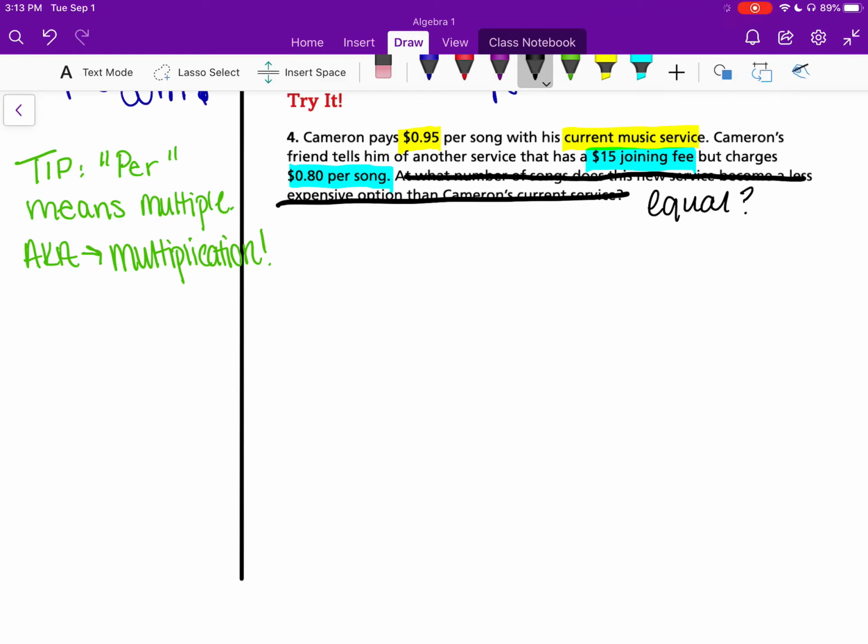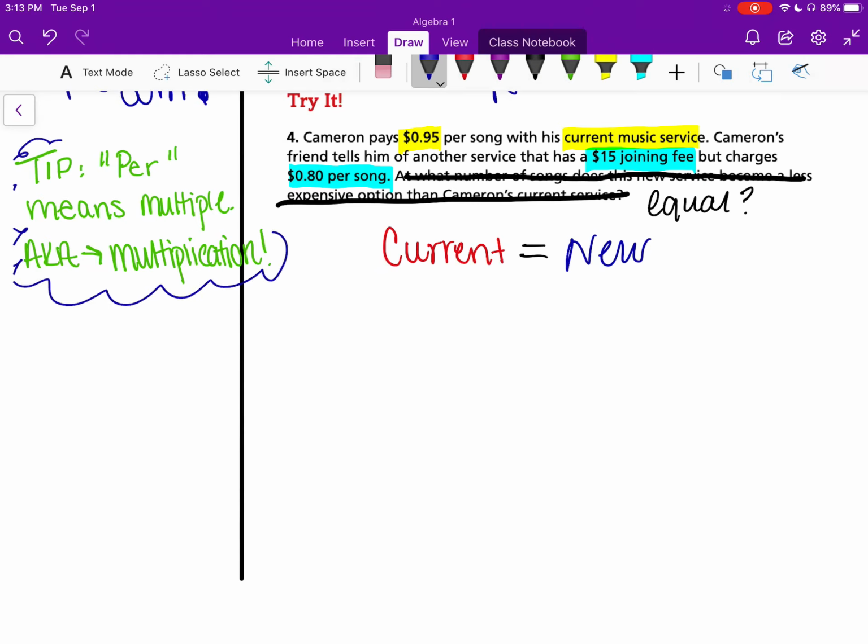So let's think. When would his current service equal the new one? Let's figure out how many songs for the current to equal the new. And I've given you a pro tip over here. Usually if you see the word per, that means you're doing something per an amount. Like in this example, you buy a song for 95 cents per song. That means for every song, you're paying that amount.